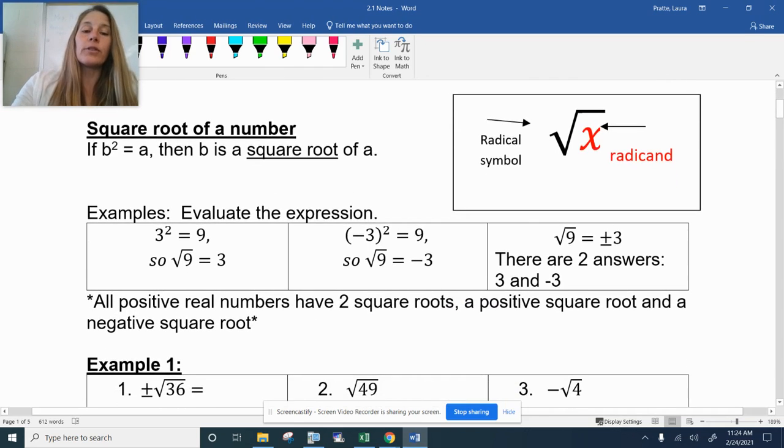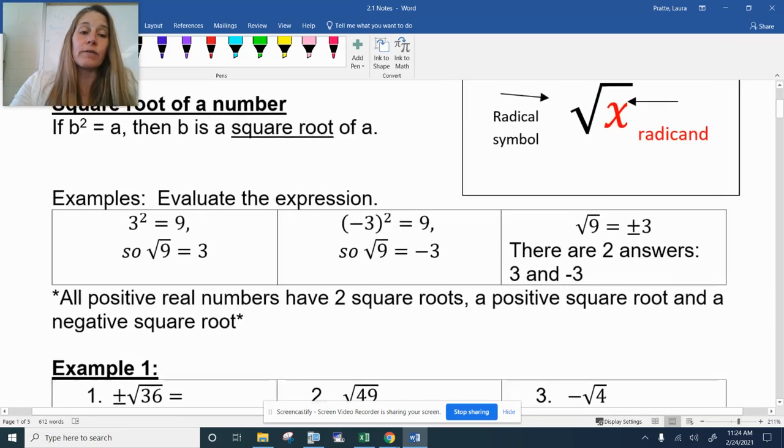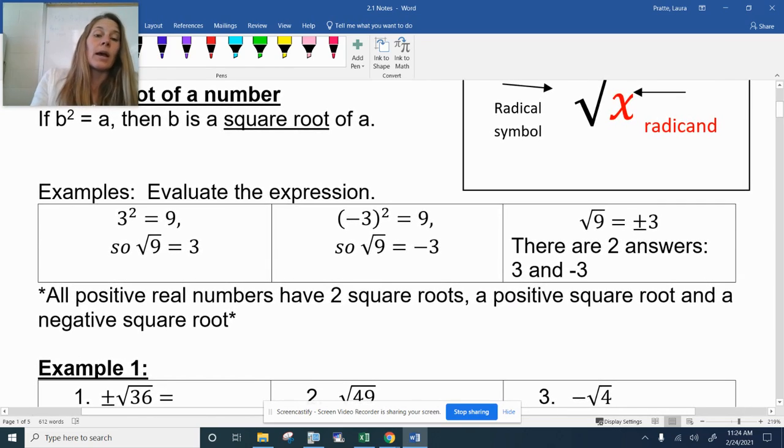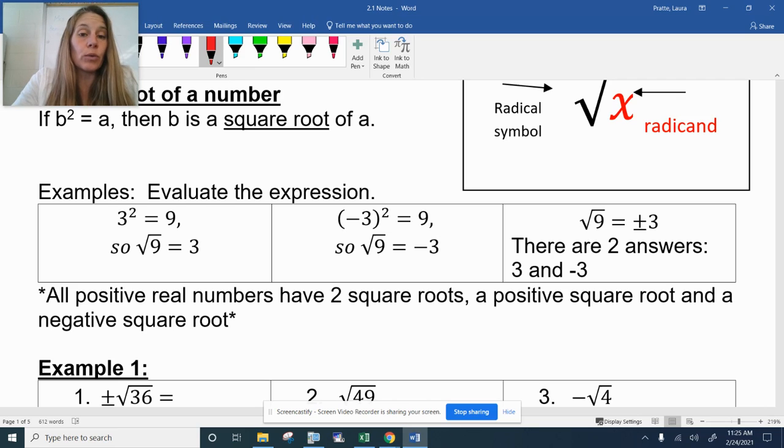Now it's a little bit interesting when we do square roots. They are the inverse of squares. However, we have to be a little bit careful here. So if we're evaluating this expression here, we know that 3 squared equals 9 because 3 times 3 equals 9. So if we were to go in reverse and do the square root of 9, we could get 3 because that's saying what number times itself equaled 9? Well, 3 times 3 equals 9.